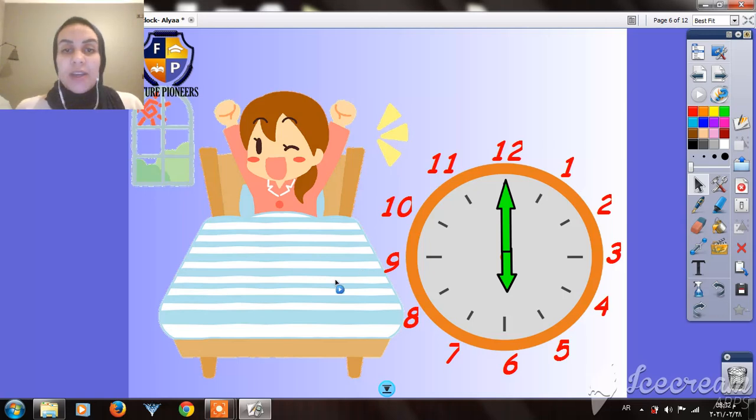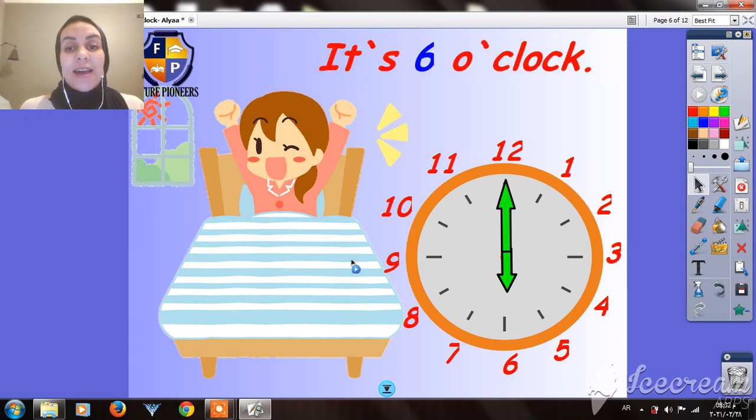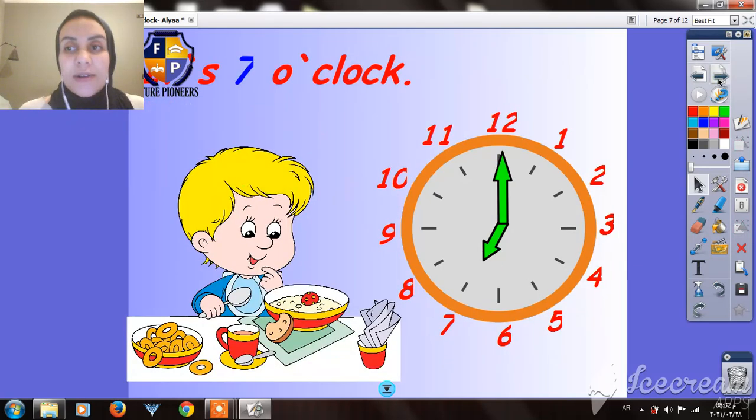Okay. Here guys, the girl is waking up from her bed. It's what o'clock? What time is it here? Look at the short arm guys. It's pointing to number 6, so it's 6 o'clock. Time to wake up to go to school.